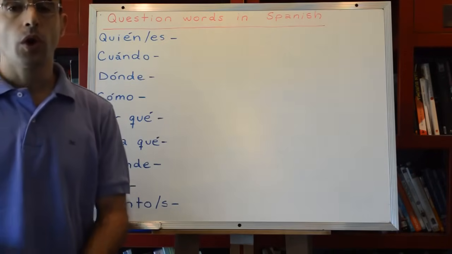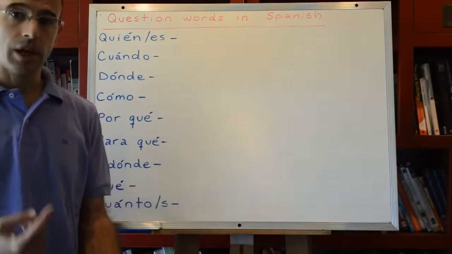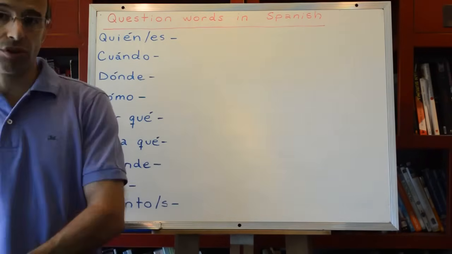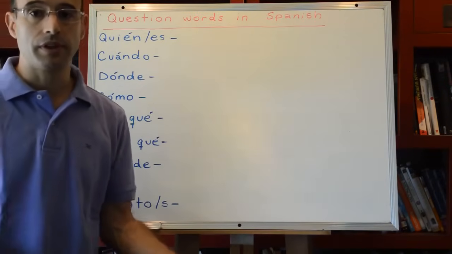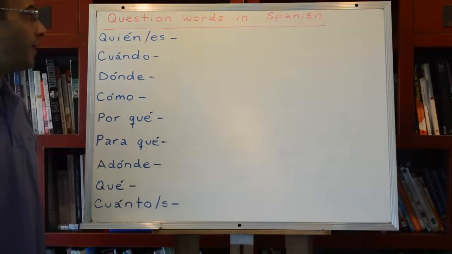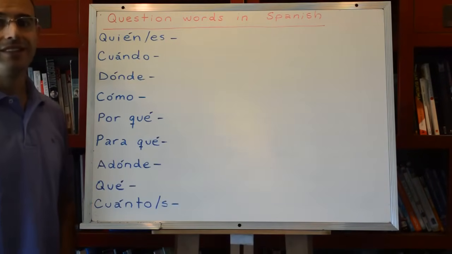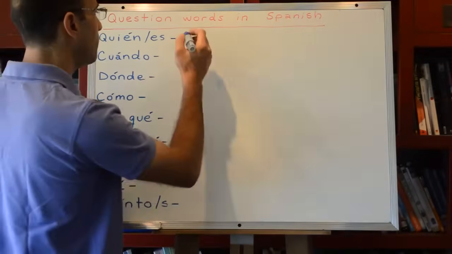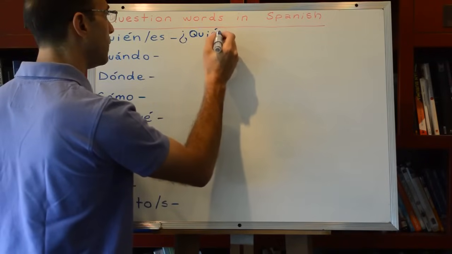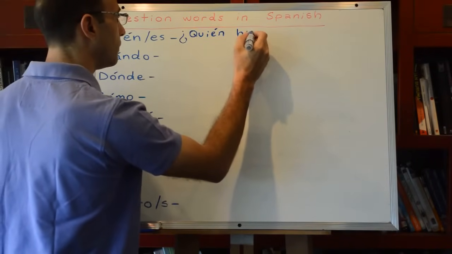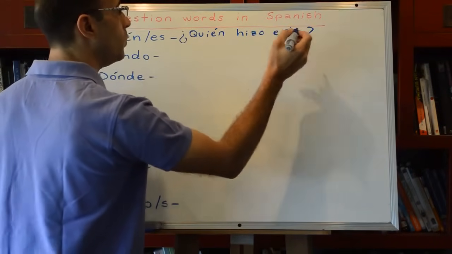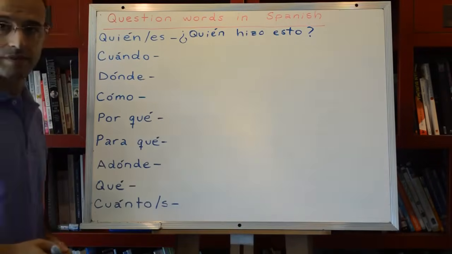So if we are asking who did this and we are implying one person, we would say ¿quién hizo esto? Now, if we know many people did this and we are asking which people made this, we would ask ¿quiénes hicieron esto? For example, ¿quién hizo esto? Would be who did this, right? Or who made this? Okay?